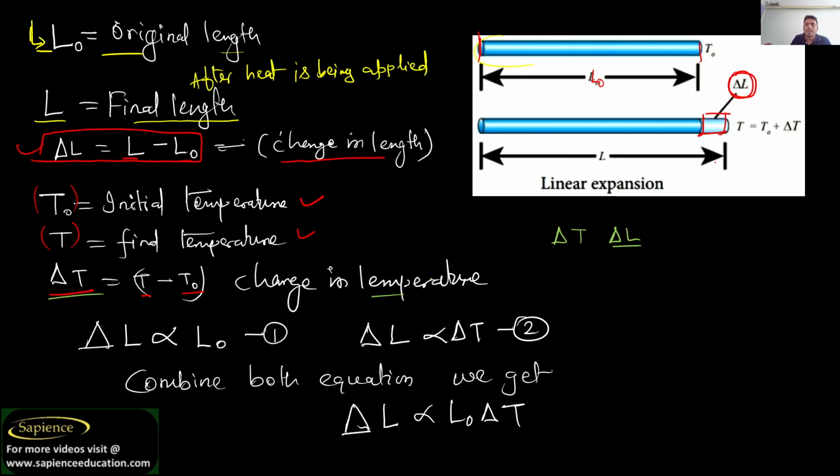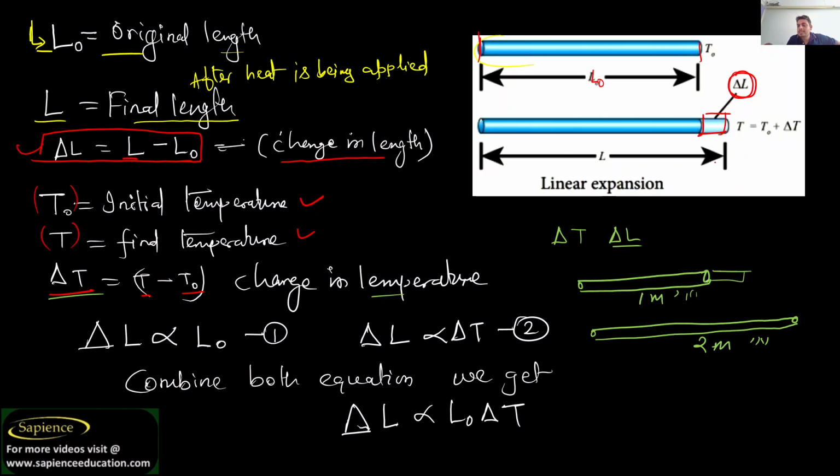Now we know that change in length depends upon length L naught. How? The more the object length is, the more its expansion will be. Suppose this is your 1 meter and this is your 2 meter. Two rods are there, and it has a length of 2 meter. Now if we apply heat, what will happen? This object has some extension, and this object has also some extension. But practically, when we see, the more the original length was, the more expansion has happened.